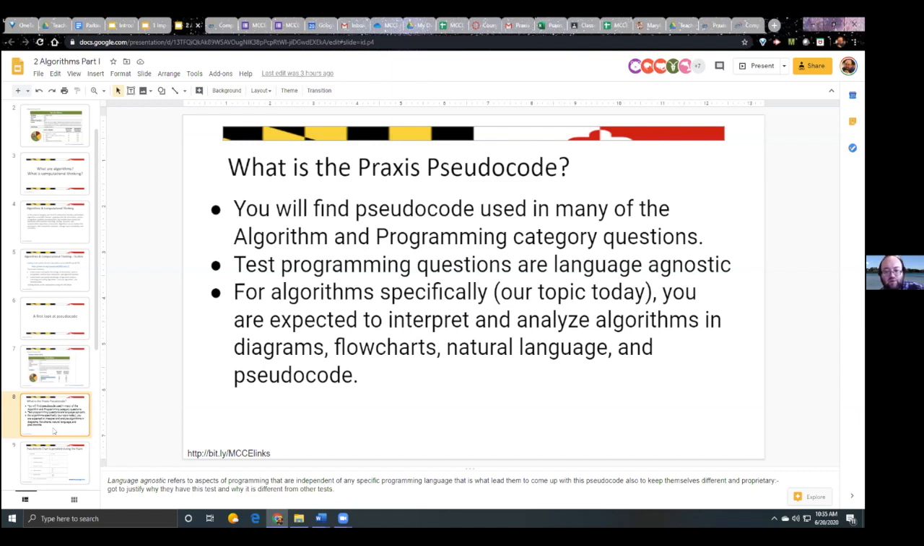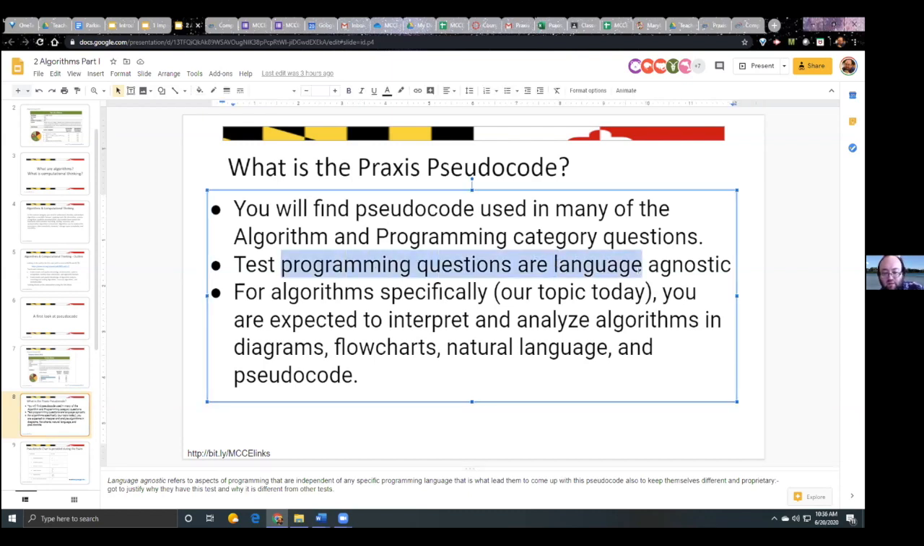But pseudocode, usually when we teach it, is not very formalized. For Praxis, though, they have a formalized pseudocode that in some ways is maybe more like a pseudo programming language than what we would normally call pseudocode. The test programming questions are going to be language agnostic, so no matter whether you're familiar with Python or Java or C++ or Scratch or MIT App Inventor, as long as you understand the basic things of programming and you spend a little time maybe studying that pseudocode so you're familiar with that language.